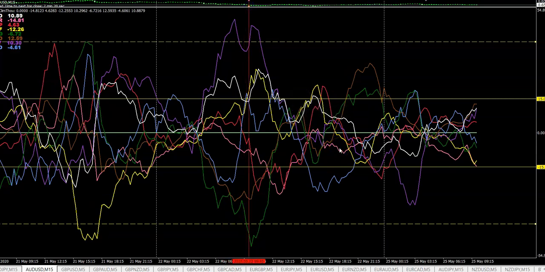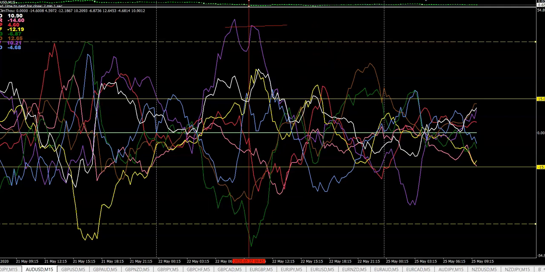I am going to be showing you how to identify on the strength meter when the market is oversold or when the market is overbought. Using the strength meter, obviously, that's where you get high probability trades. You can clearly see up here, this is the Japanese yen. The green one is the Aussie, the Australian dollar.